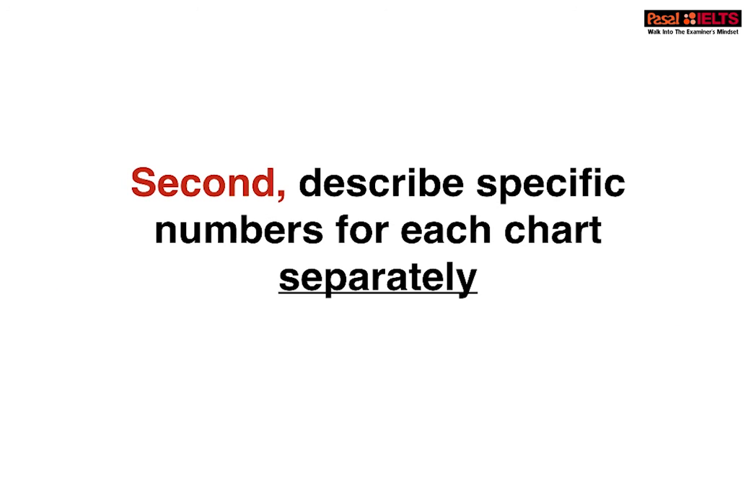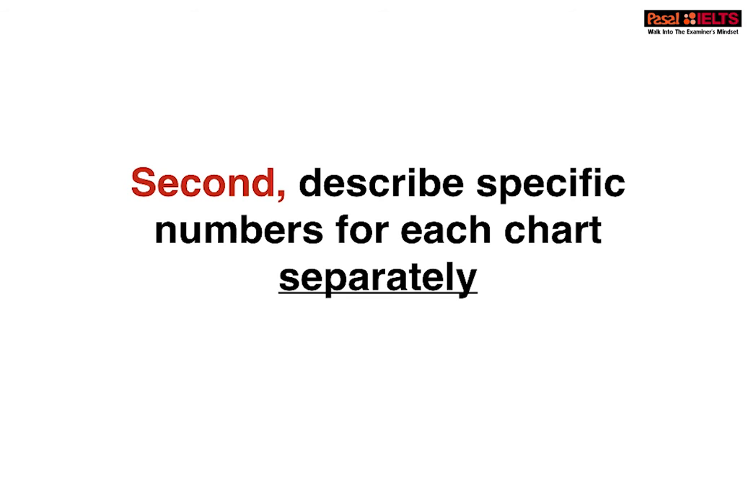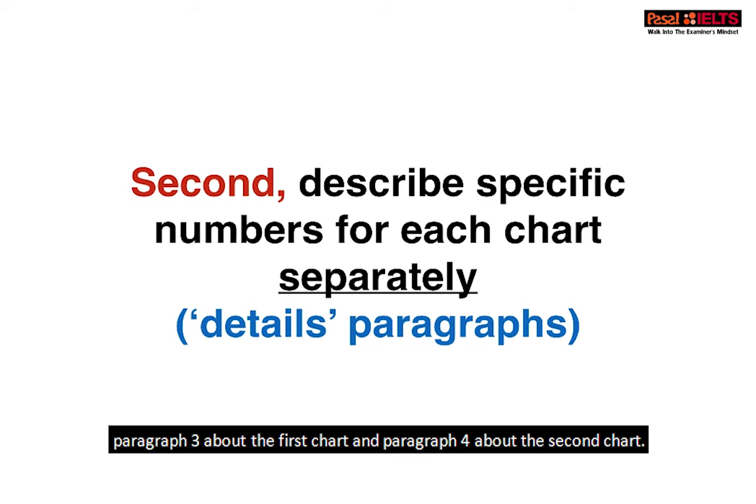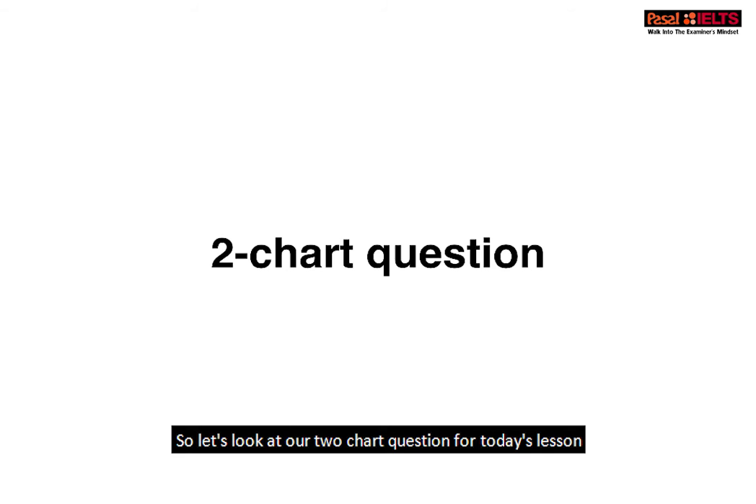Next, describe specific numbers for each chart separately. So you'll do a separate paragraph in your details paragraphs, paragraph 3 about the first chart and paragraph 4 about the second chart. So let's look at our 2 chart question for today's lesson.